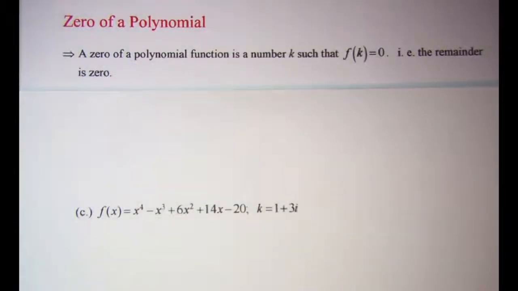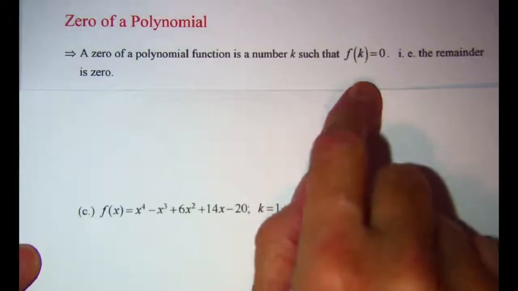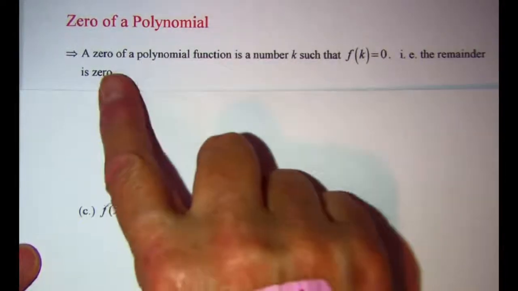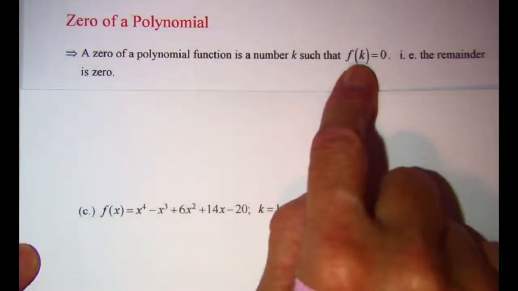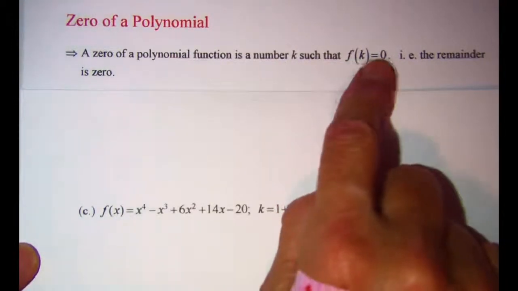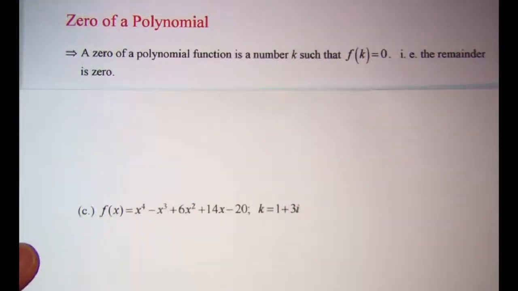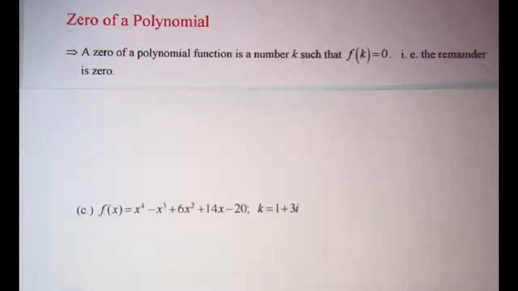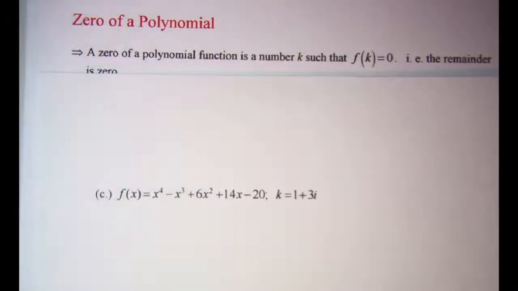In this video, we're going to be using the remainder theorem to determine whether a value of k is a zero of a polynomial. And a zero of a polynomial is a number k such that f of k equals 0. And remember, the remainder theorem says that f of k equals 0 if the remainder is 0 when you do synthetic division. In this example, we have a k which is a complex number, so it's a little bit different from the previous examples that I've done.